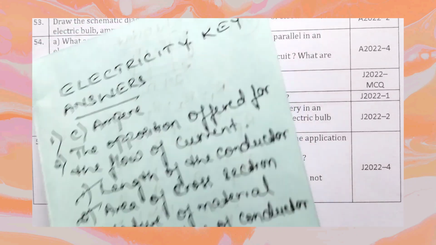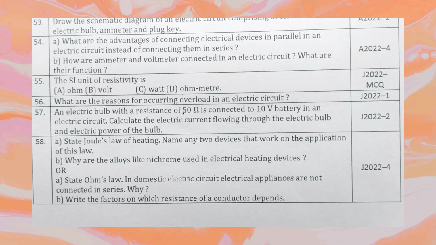So by this we have successfully completed. We have answered all the 58 questions related to the electricity chapter of the previous year question paper. In the next video we are going to answer for metals and non-metals.